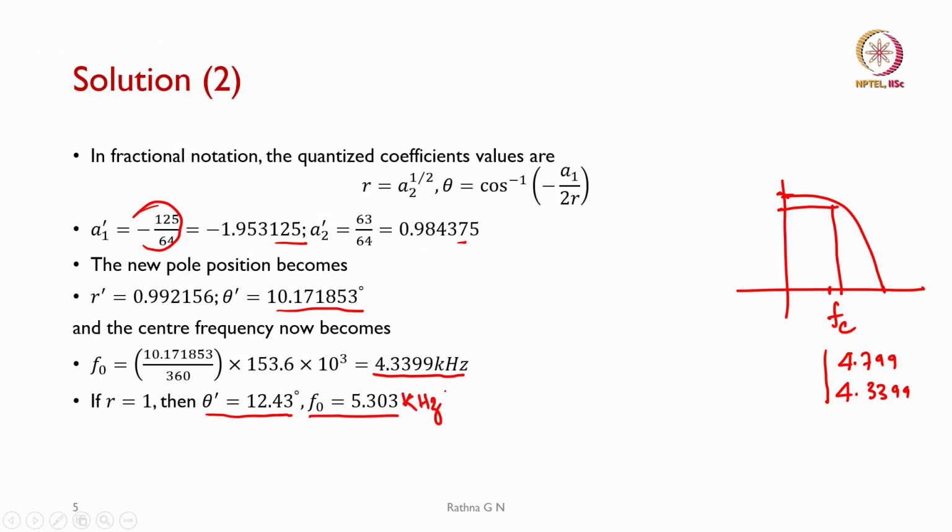Fine. So, this is FC, this I call FC dash, and this I can call it FC double dash. So, this will be coming to 5.303 kilohertz here, if it is represented in kilohertz. Fine. So, my FC double dash.